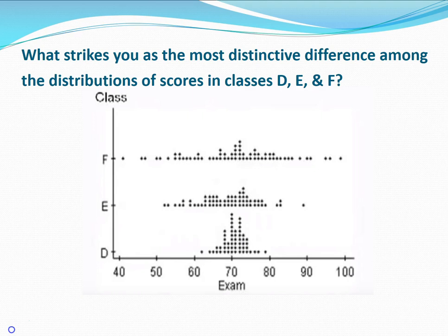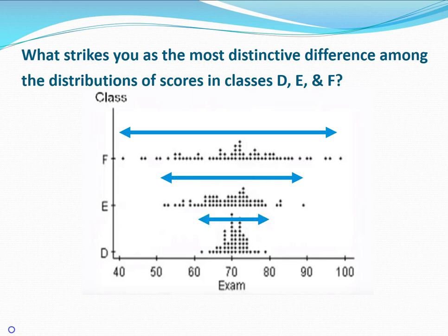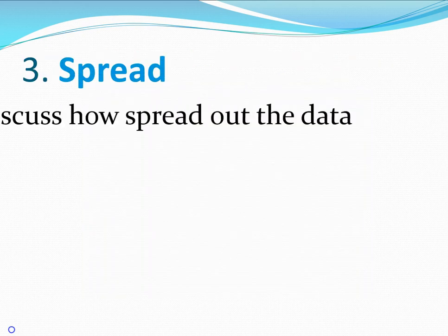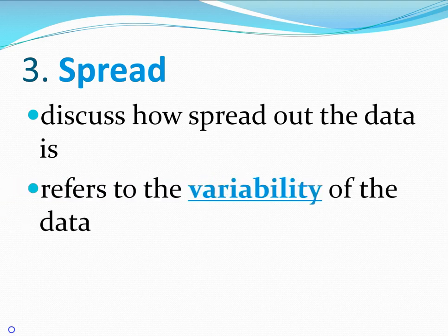Here's another example. What do we notice about these 3 dot plots? Well, I noticed that the first dot plot, F, is really spread out, whereas D is very grouped together. So I'm looking at the spread. How spread out are these different things? D is much less spread out than F, and E is spread out somewhere in the middle. So we want to talk about the spread. Discuss how spread out the data is.